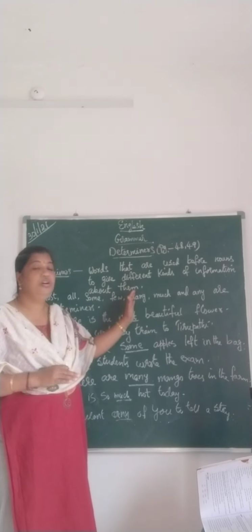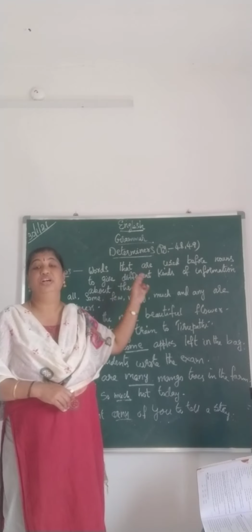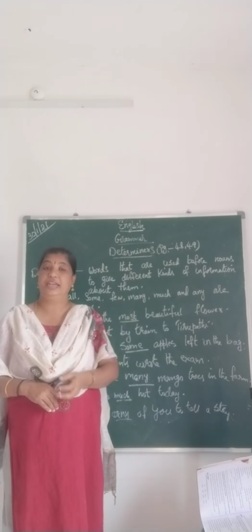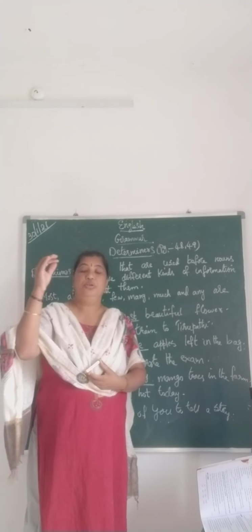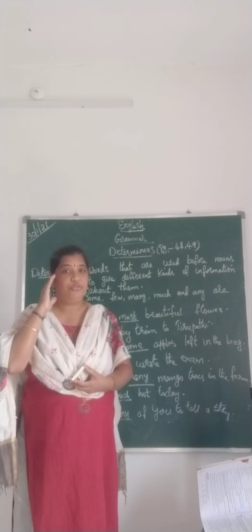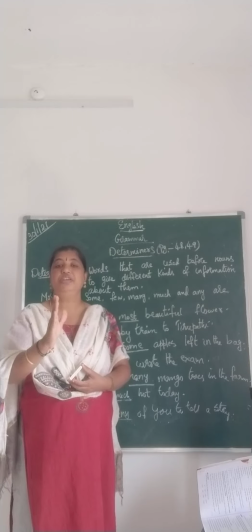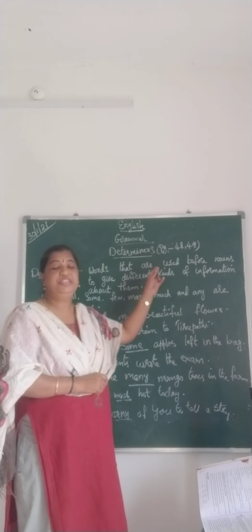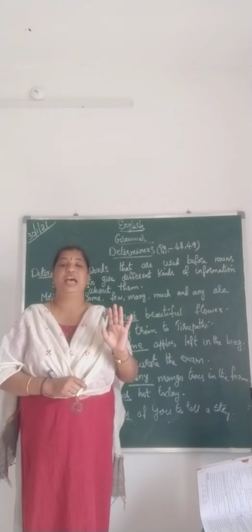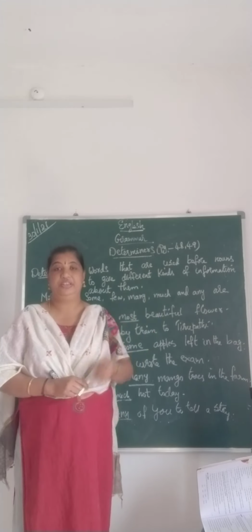Understood, children? So there are certain exercises on page number 48 and 49 of your term 2 textbook. Through this video you will be able to understand the concept of determiners. Watch the video, open your term 2 textbook, go to page number 48 and 49, and then practice the exercises given in these pages.